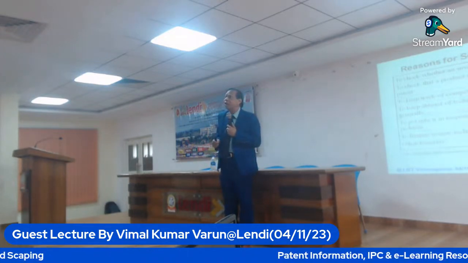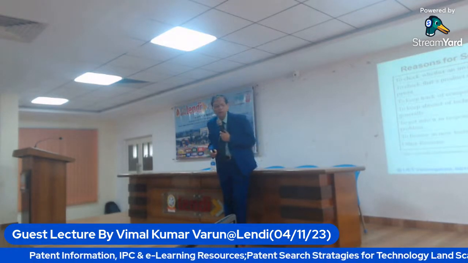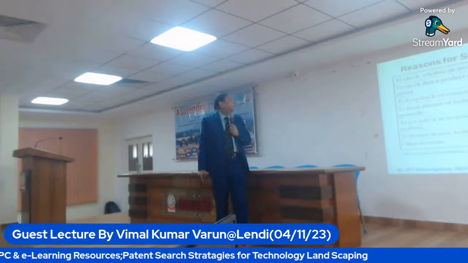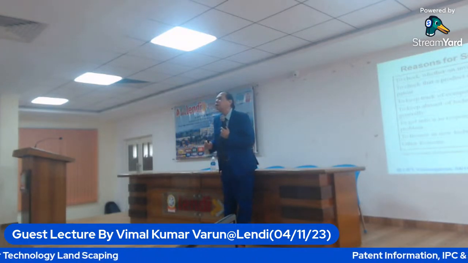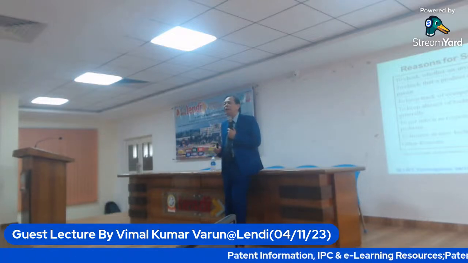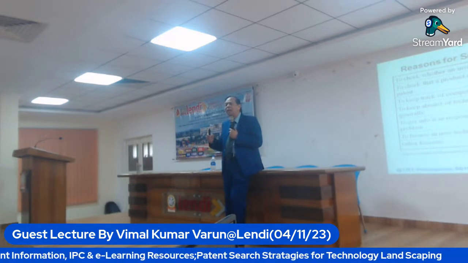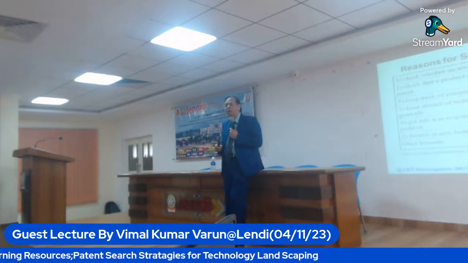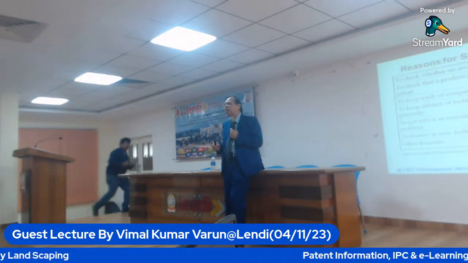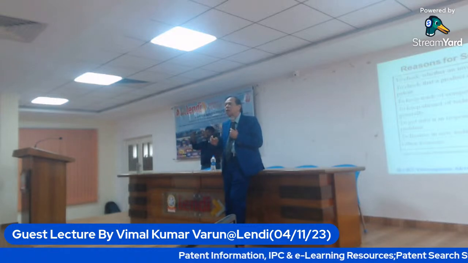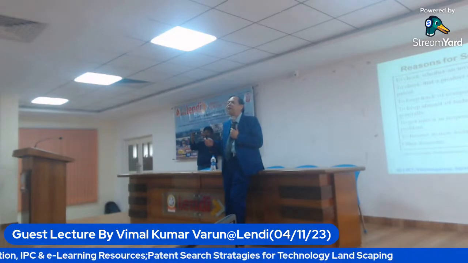There was a survey conducted long back on why you need to search for information. More than 80% of people say that they are looking for information to know whether they will be able to get a patent in that particular area or not. As I told you, a patent can only be granted if it is new, novel, and has an inventive step. So more than 80% of people search for patent information just to ascertain that whatever they are doing is new and novel, and that if they file an application, they will get the patent.